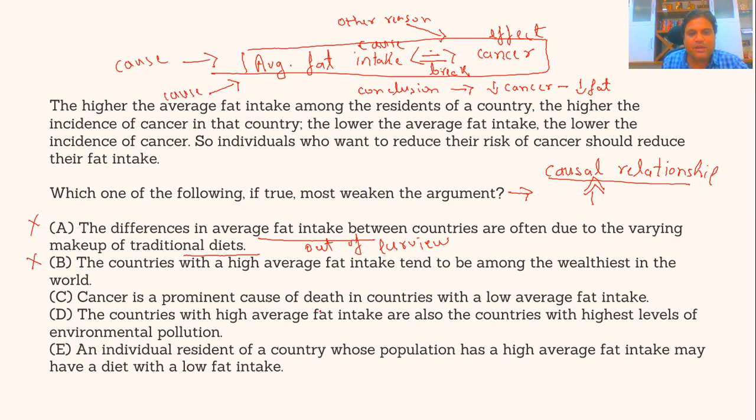C: Cancer is a prominent cause of death in countries with a low average fat intake. Wow, what a tempting answer. This looks like a very good choice, but don't mark it. Let us read the other options. It doesn't break the causal link, although.